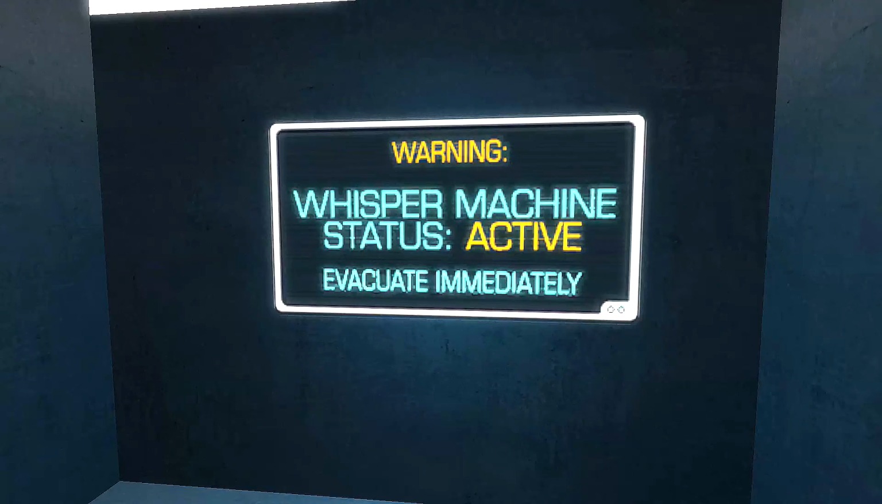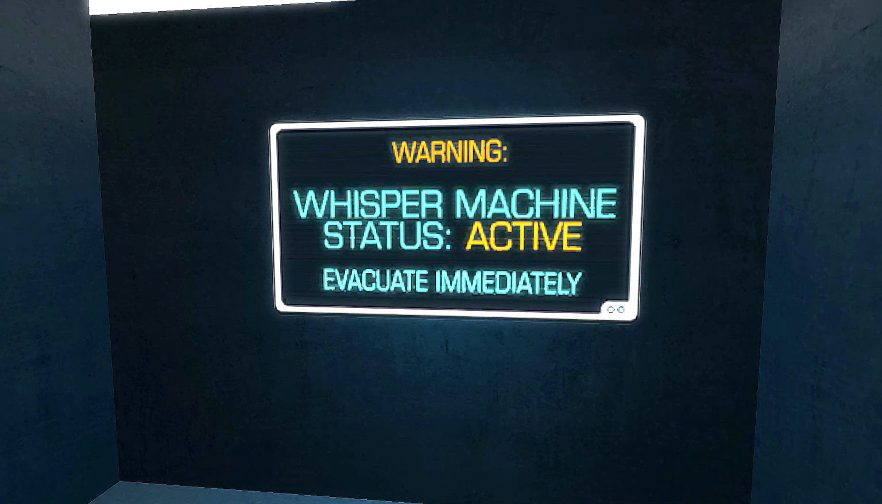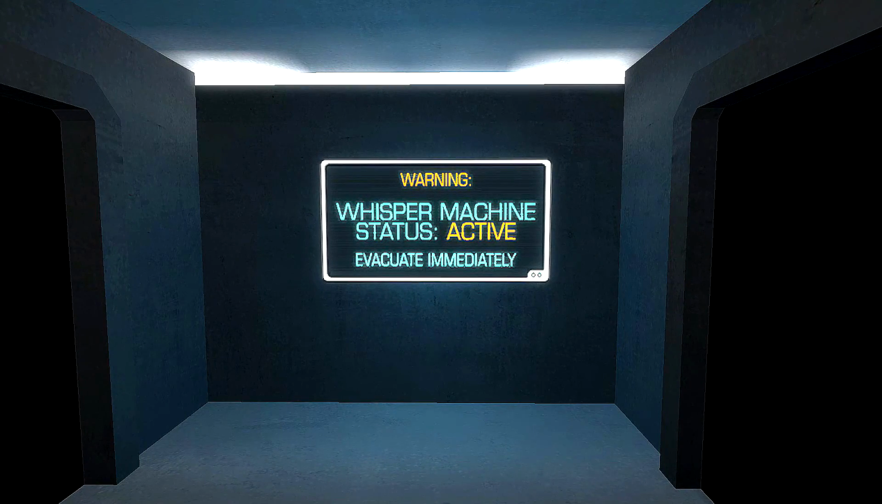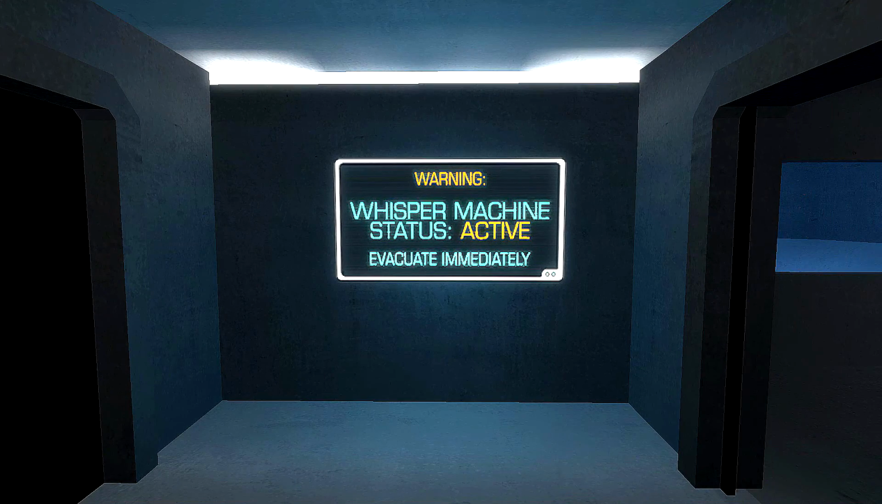Okay, this is the part that's interesting. The game has this narrative about the Whisper Machine and how it has to be turned off, and then you get to the engine room.